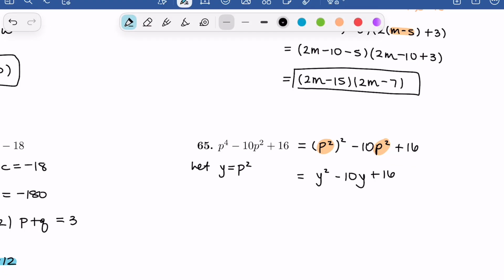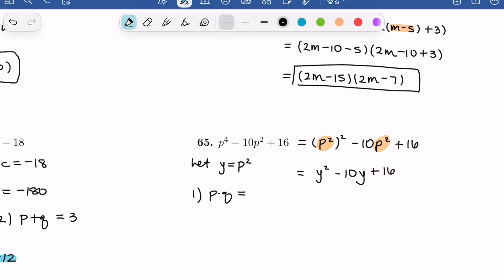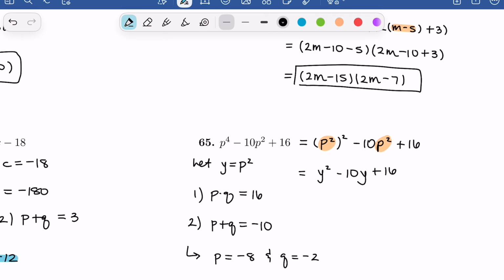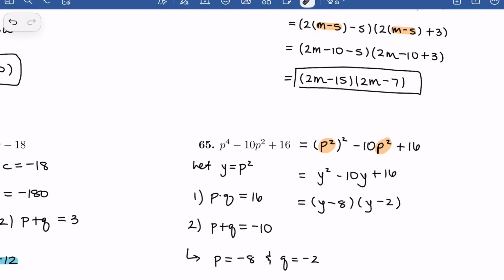We know we need to find two values, p and q, such that when we multiply them together, we're going to get our c value, which is 16. And when we add them together, we're going to get our b value, which is negative 10. Now these two numbers are going to be negative 8 and negative 2. So what we'll do is plug those values into our factored form. We know we're going to have y minus 8 times y minus 2. We know that we're going to have these y's here since the coefficient of this is just 1. So this would be our factored form.